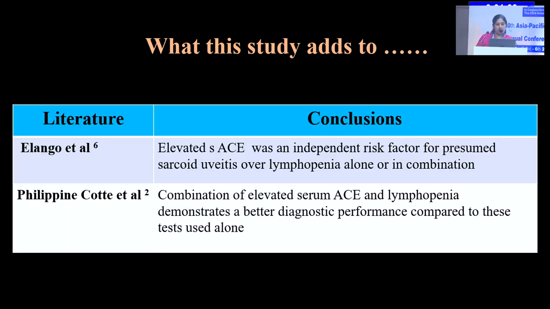Subjects included were presumed or probable sarcoidosis and probable or possible ocular TB. A similar study by Ilangar et al. from South India says elevated ACE was an independent risk factor rather than this in combination, but a study by Philippine Court et al. says combination improved the diagnostic performance.